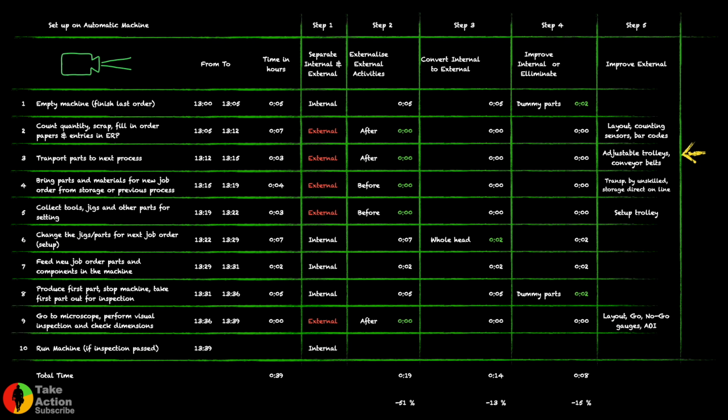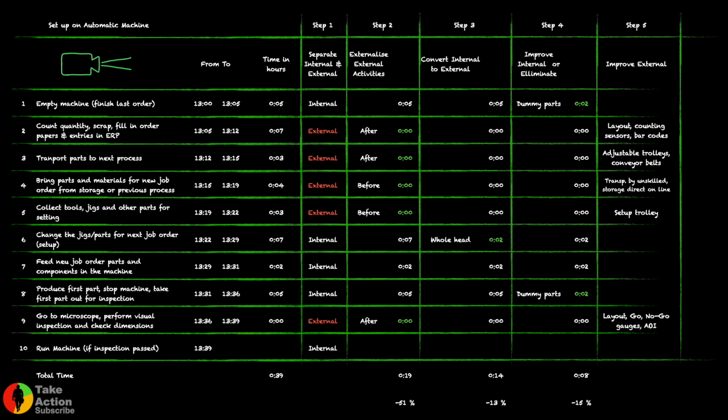Or can we have some conveyor belts so that the operator doesn't have to go from one process to another every time a job order is finished? With a simple conveyor belt, he can place the parts on the conveyor belt and simply press the button, and the parts will be transported to the next process.